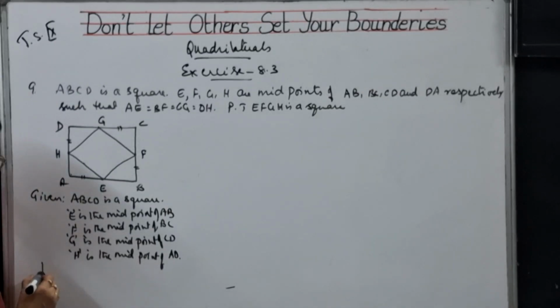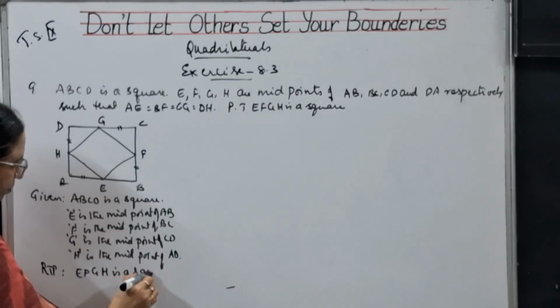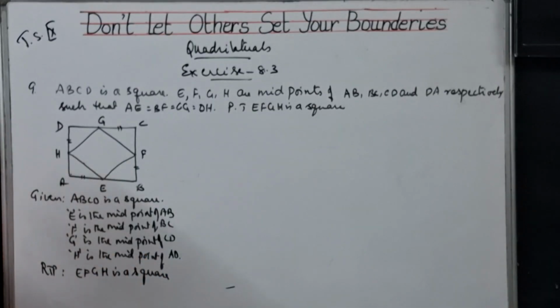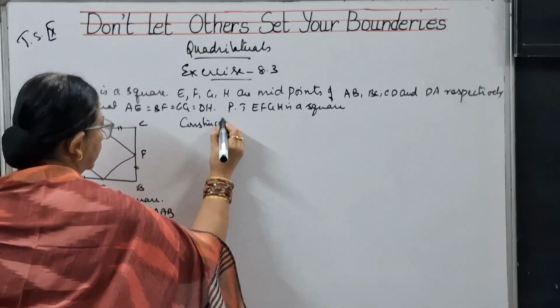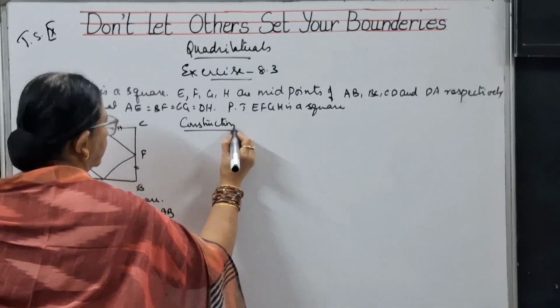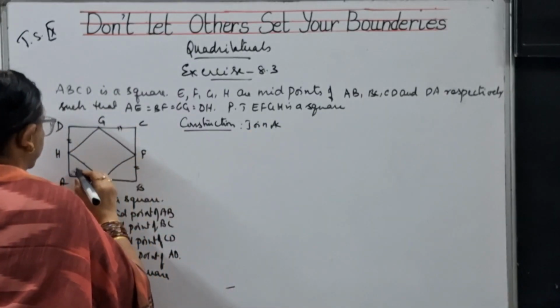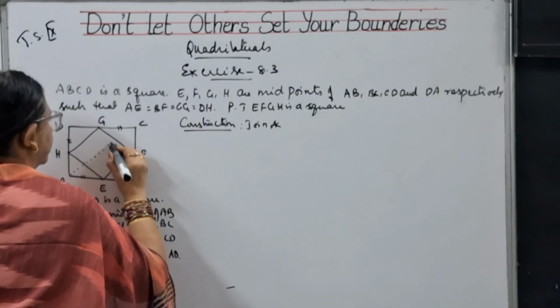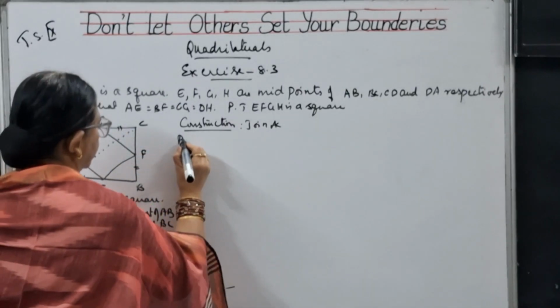Now, what is RTP? We need to prove that EFGH is a square. Now, construction here, children. Join AC. So, when I join AC, proof.